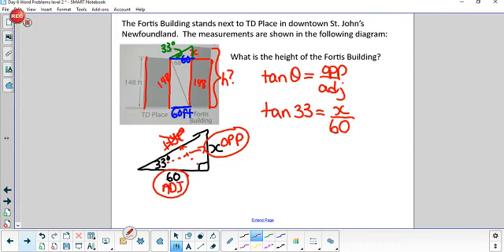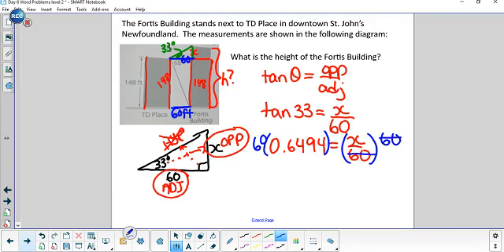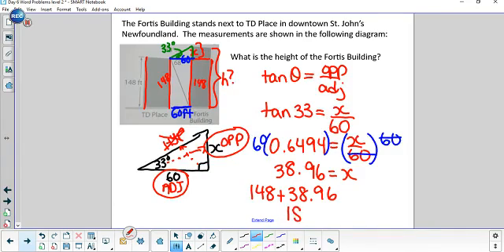We use our calculator and we find tan 33 to be 0.6494, which is equal to x over 60. We are going to multiply both sides by 60. So we will end up with 38.96 equals x. Now that is just the little part here that goes higher than TD Place. So to find the total height of the Fortis, we have to go 148 plus 38.96. And so we get the height of that building is 186.96 feet, or about 187 feet.